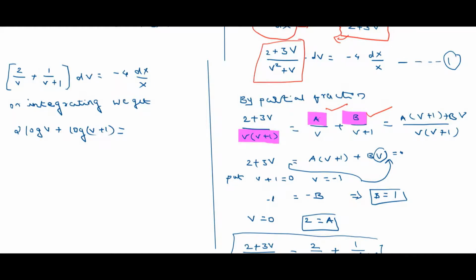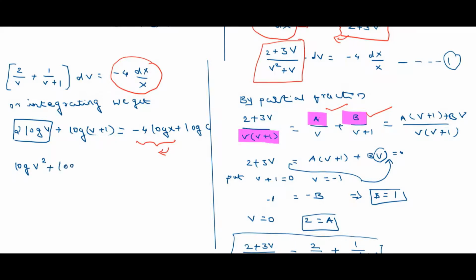Next, what is the integration of the right hand side? Minus 4 into dx by x. Minus 4 is written as it is, and integration of dx by x is log x, plus you can take the integrating constant log c. Now transpose this minus 4 log x to the left hand side, so I will write directly 2 log v. 2 log v we can also write as logarithm of v² plus log (v + 1), written as it is.